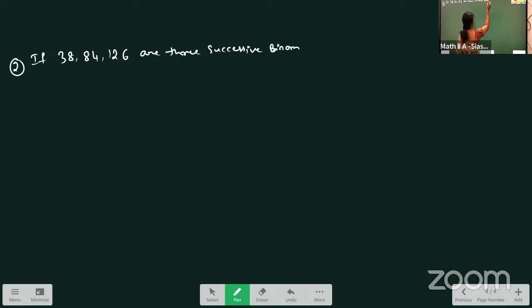If 36, 84, 126 are three successive binomial coefficients in the expansion of 1 plus x whole to the power n, then find n.